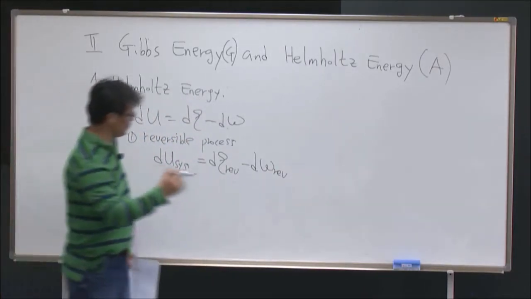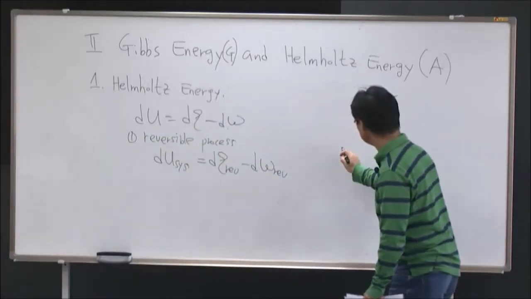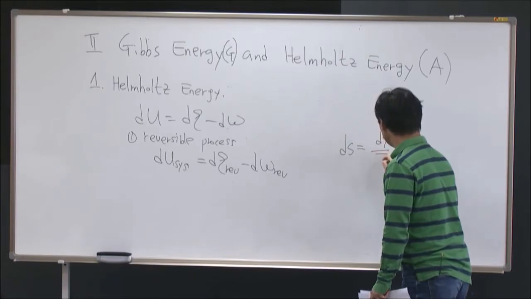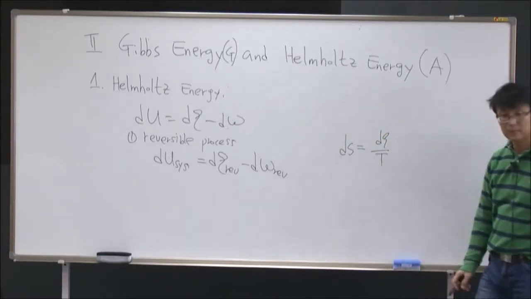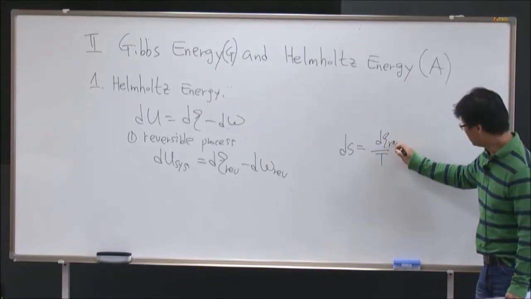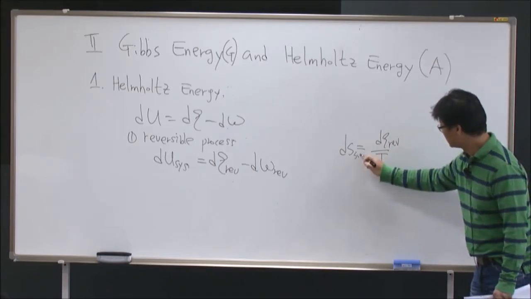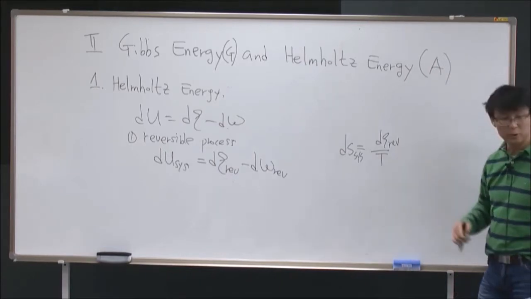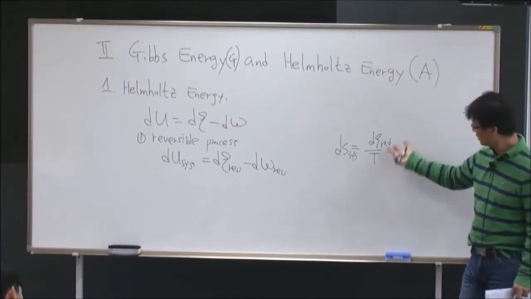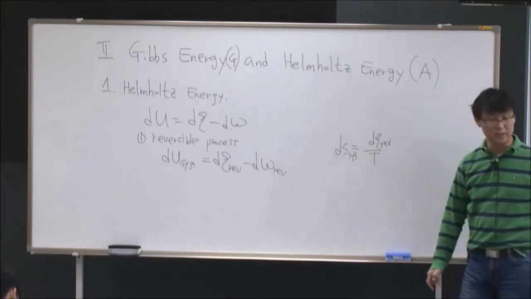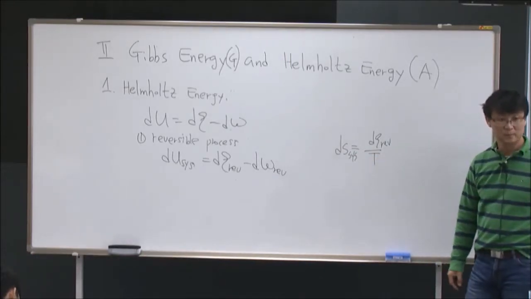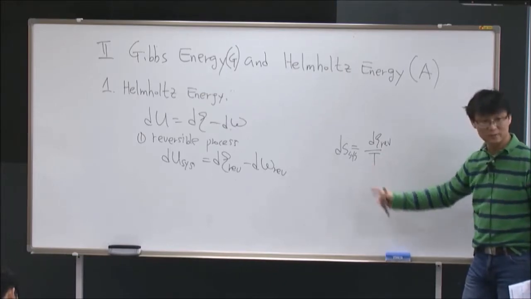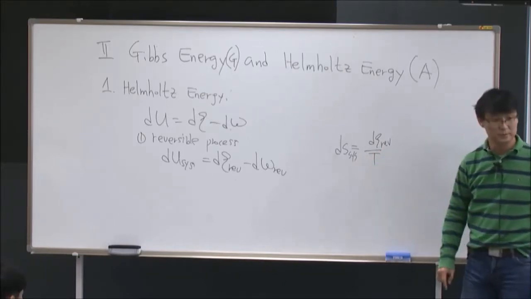And dq: ds was defined as dq over T. So dq reversible is the same as T ds of the system. Am I right? So the total amount of heat I need in the system is given by the system entropy. If it is an irreversible process, it's not like this, but for the reversible process, this works.